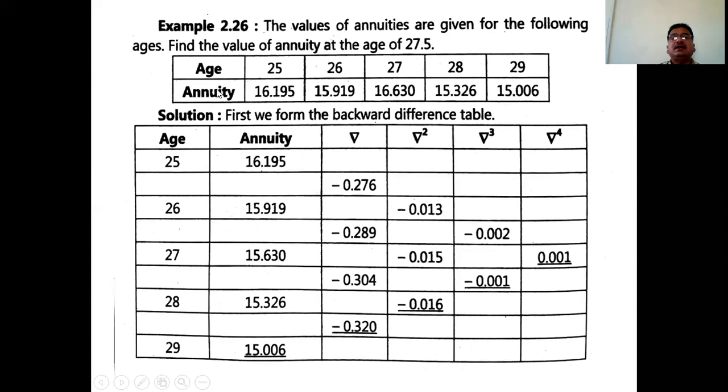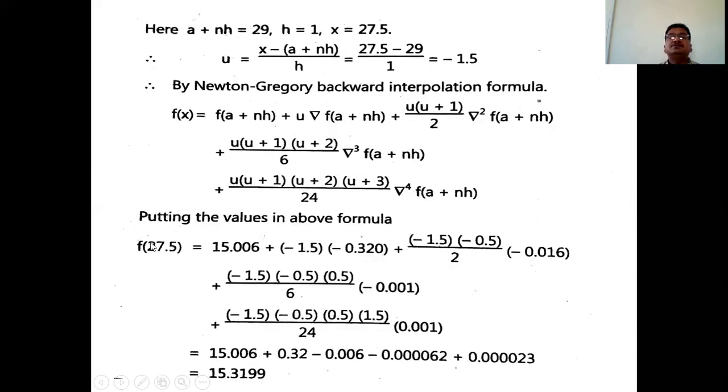This is age, and these are the annuity. So we consider this first row as the first column, the second row as the second column, and prepare the backward difference table. This is the backward difference table, and write the general formula and substitute the values of u and all these values. And then what do we have as the answer?